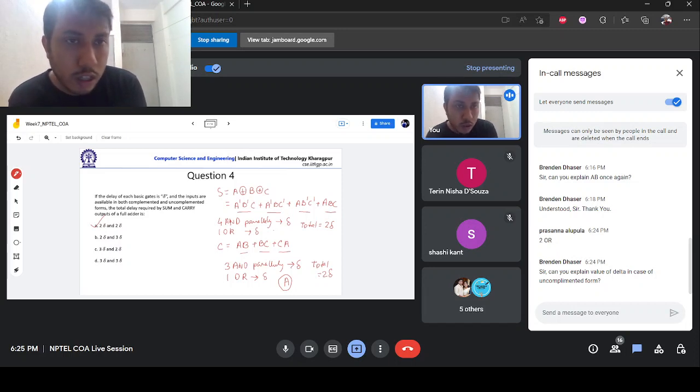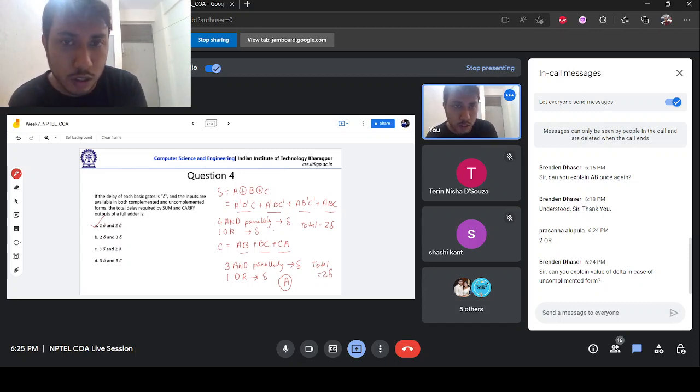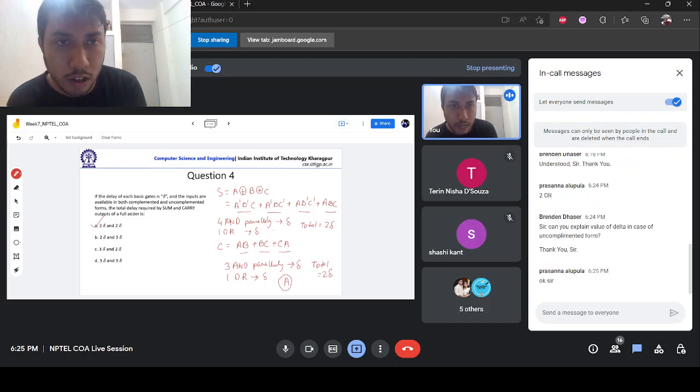Okay, so not 2 OR, because you will require only 1 OR. It is not given how many inputs the OR or the AND function has, so all 4 can be ORed at the same time. So it will be only 1 OR. You practically require 4 AND operations and 1 OR operation for the sum, and for the carry it will require 3 AND and 1 OR. But the AND operations in both cases are parallel, so you will require only delta delay. So the total delay in both cases is 2 delta and 2 delta.